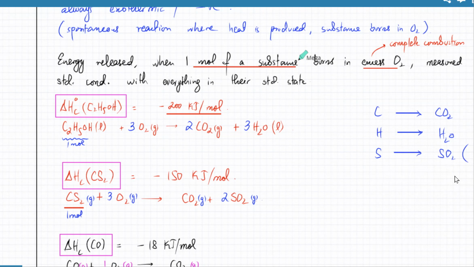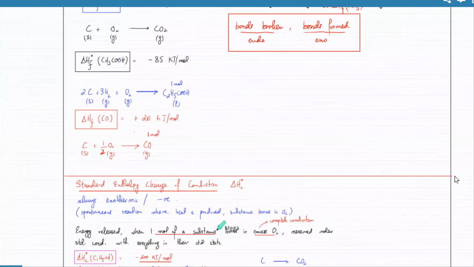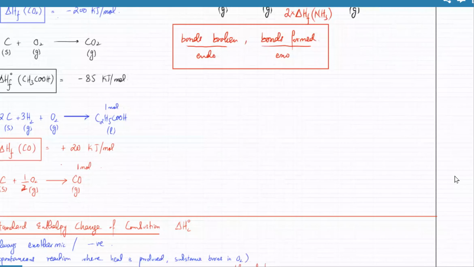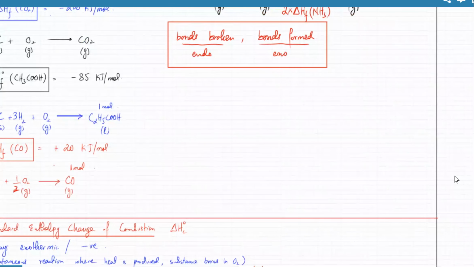Now, the thing is, the first thing, sometimes enthalpy change of formation can be 0. So let's add that over here. So sometimes enthalpy change of formation would be 0 and combustion can also be 0. So let's talk about formation first. Remember, delta HF of elements is considered to be 0.